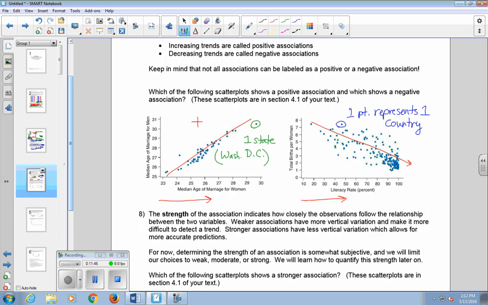And then as a side, we've got positive and negative. We mentioned that not all associations can be labeled in one of these two ways. So the exception would be if you had a scatter plot that looks something like this, and there's no clear direction, we couldn't use positive or negative. Like we might say there's no trend, no direction in that.